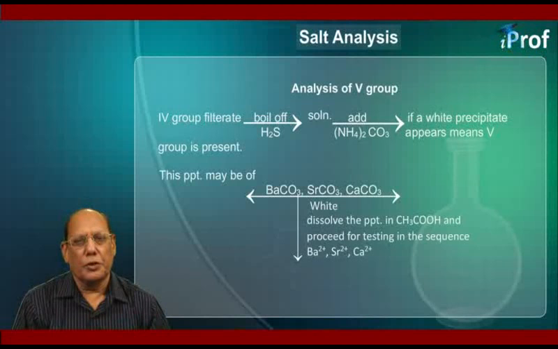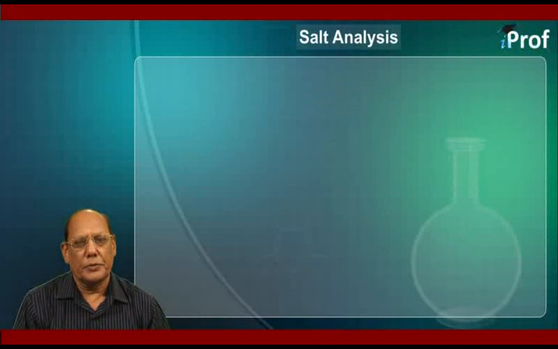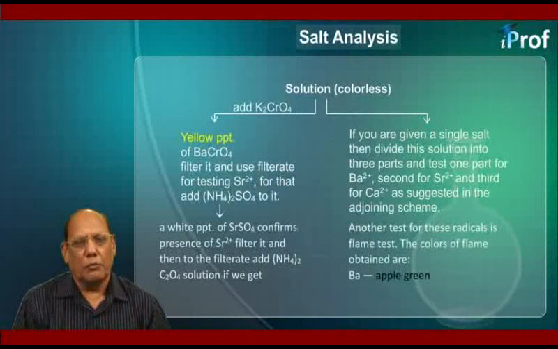So we take this solution which has become colorless, take one part of it and add potassium chromate to that. If a yellow precipitate is obtained, that confirms the presence of barium ions, because this yellow precipitate is that of barium chromate. Filter it and use the filtrate for testing strontium ions.